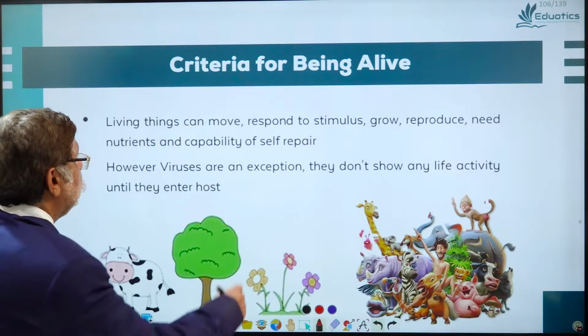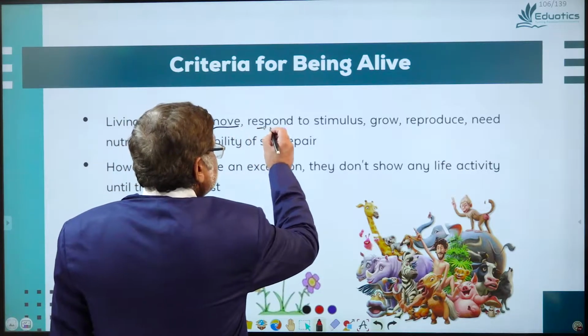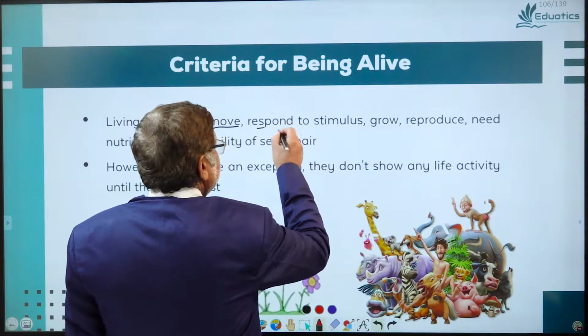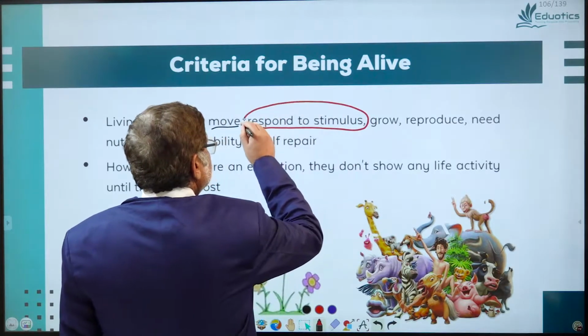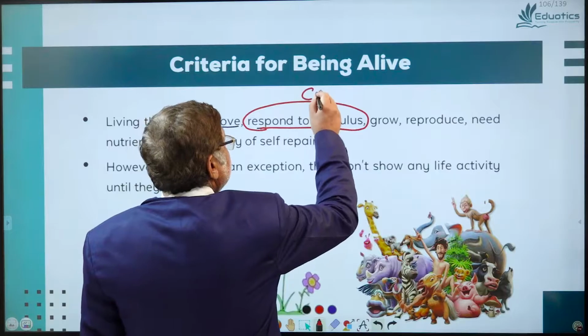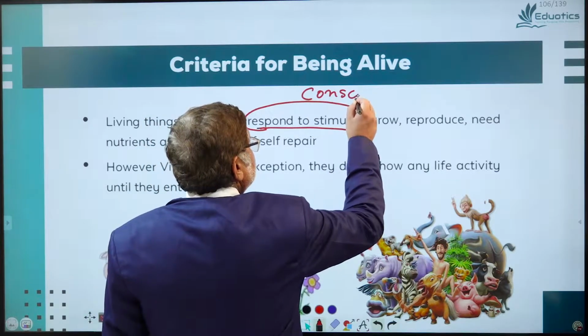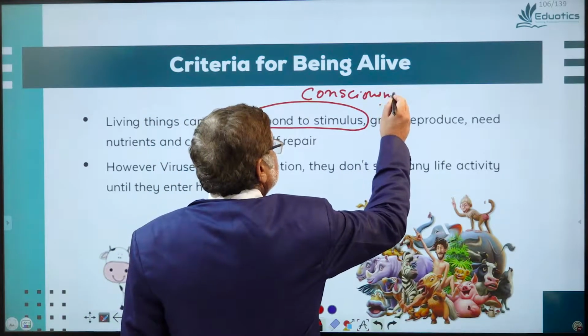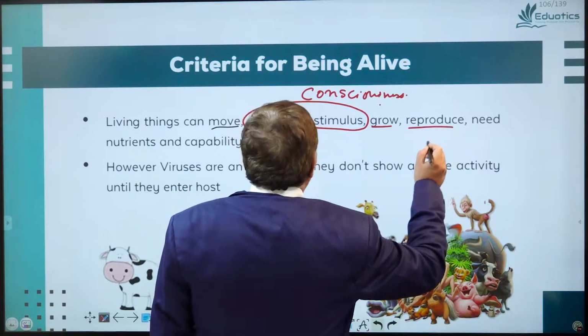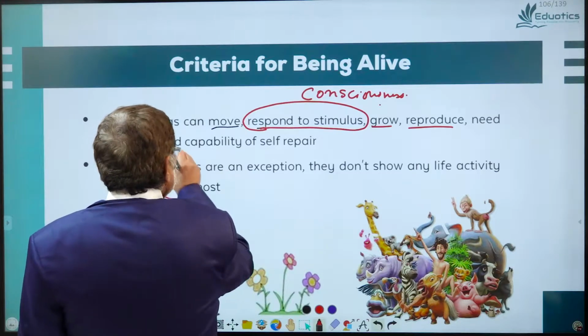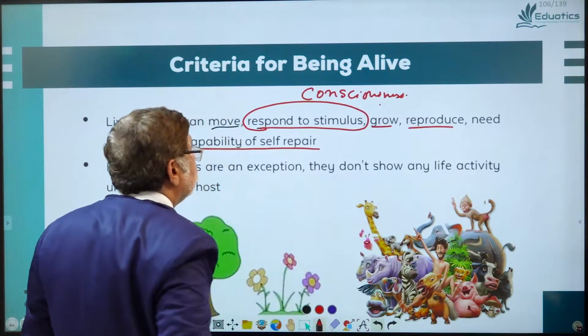Living things move and respond to stimuli. This is the most defining feature of life, which in higher biology you will be talking about as consciousness. They grow, they reproduce, they need nutrients, and they have the capability of self-repair.